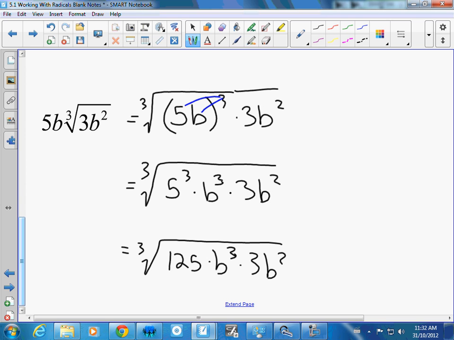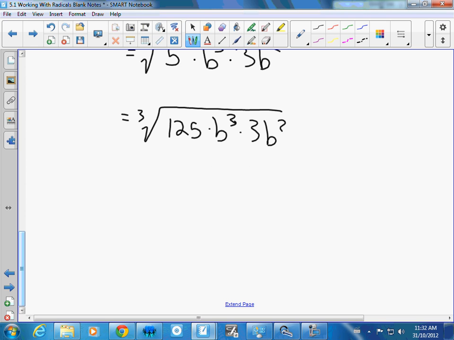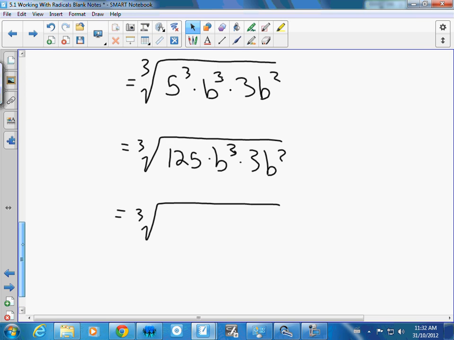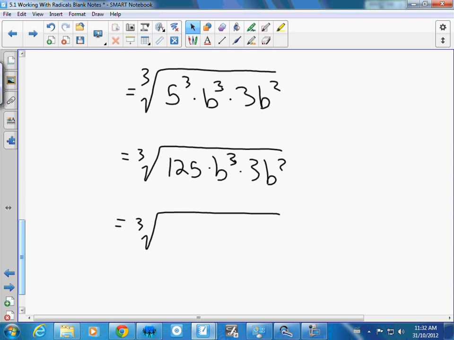Okay, let's combine all this stuff. Let's try to get it as close, all combined as we can. Now, can you multiply the coefficients in there? The stuff in front of the b's. This here, the 3b squared? The squared only goes with the b, not the 3. It's already in its form. What's 125 times 3? 375.